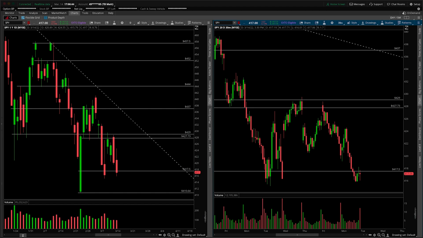We'll, of course, cover SPY, the Qs, and IWM. On the left-hand side, we have the daily time frame, and on the right-hand side, the 30-minute intraday time frame. First things first, what do we have going on in the S&P 500?